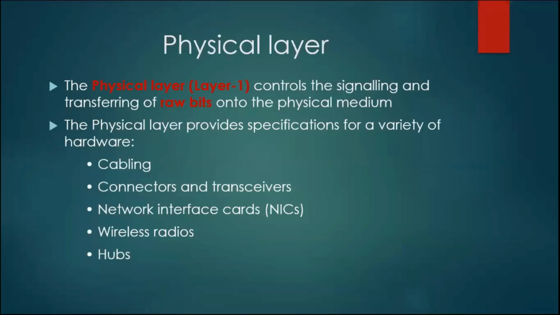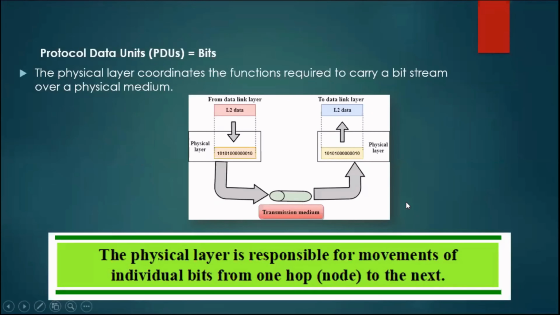Talk about the physical layer. The physical layer is nothing but controlling my cabling, and it's all about transferring raw bits on the physical medium, right? So all you need is cabling, cable connectors and receivers, NIC cards, wireless radios, hubs, switches, routers. It's all your physical layer. It all works on the physical layer, and your protocol data units are bits. The physical layer coordinates the functions required to carry bits over the physical medium.